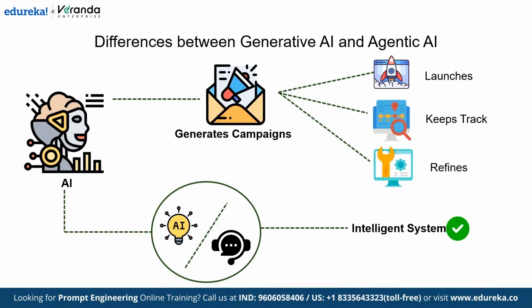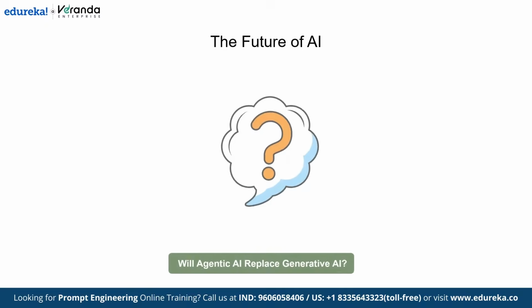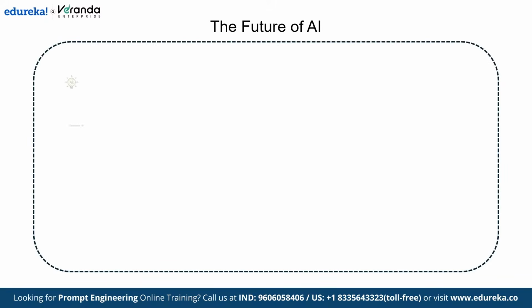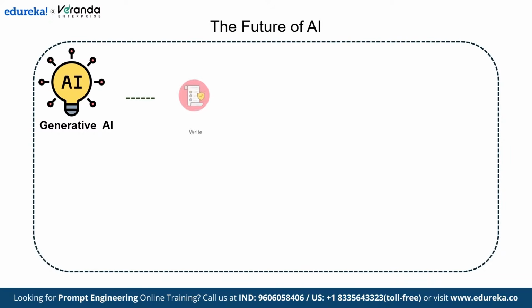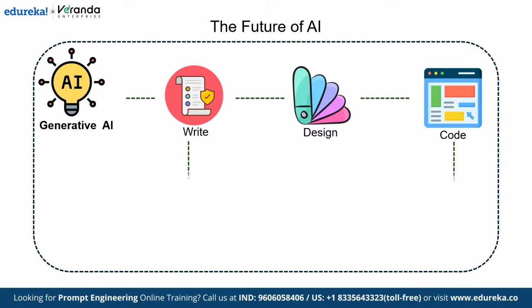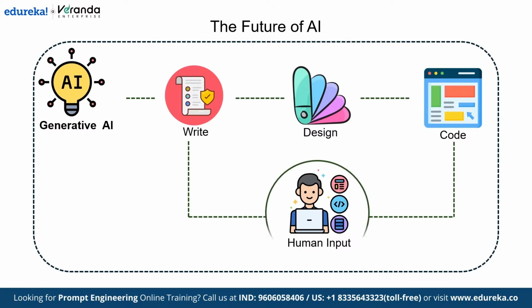Now that we understand the key differences between these two, let's explore the future of AI by asking, will generative AI be replaced? As AI continues to evolve, one big question arises. Will agentic AI replace generative AI? Right now, generative AI is everywhere, helping people write, design, and code faster than ever before. But it has one major limitation. It relies entirely on human input.